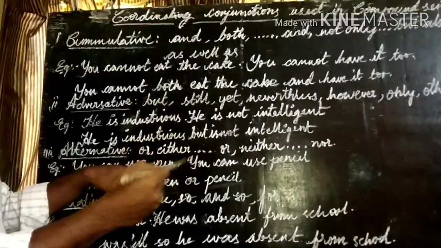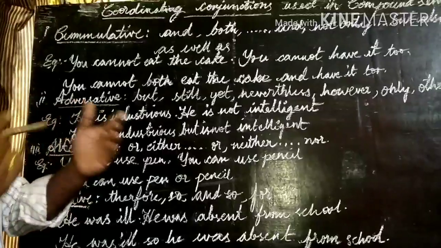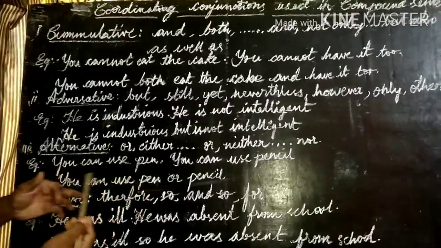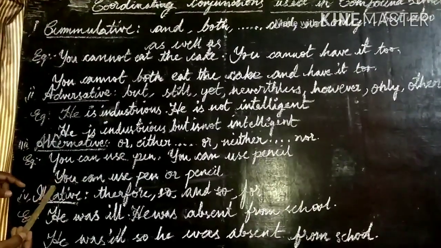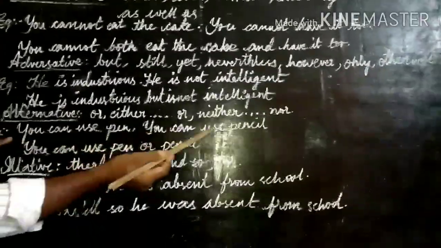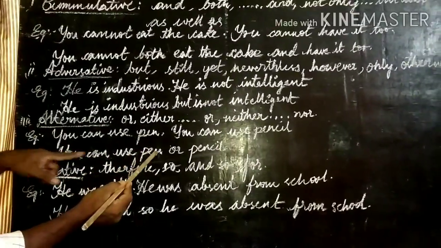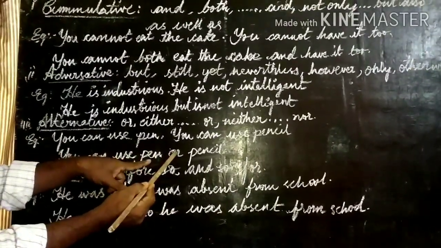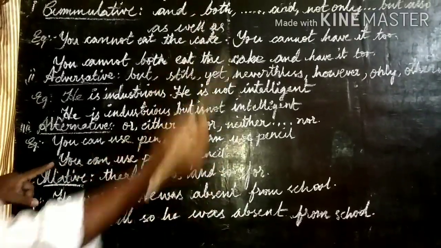In order to join sentences that are alternative or choice in nature, you can use an alternative conjunction. So let us look at the example. You can use pen. You can use pencil. The answer is: you can use pen or pencil.